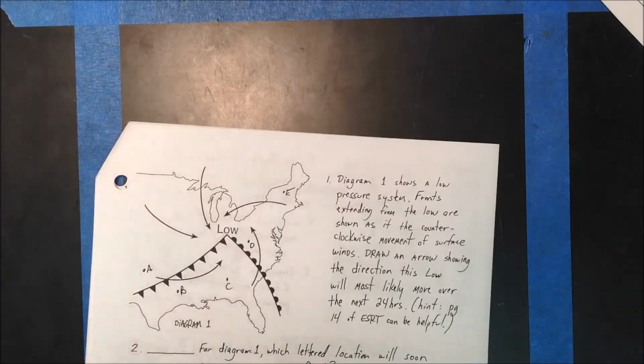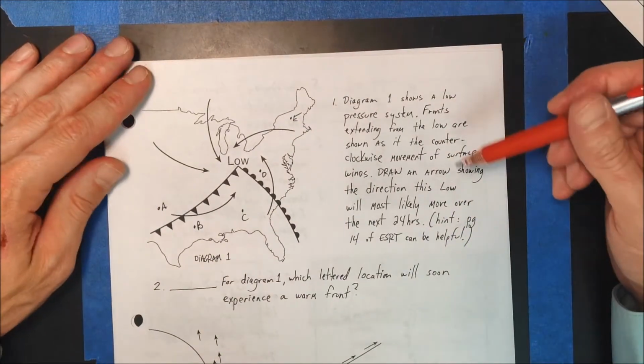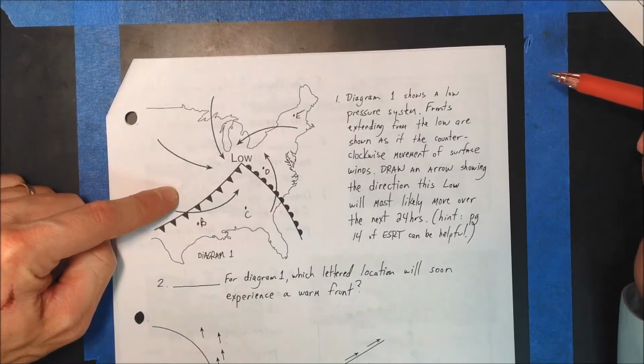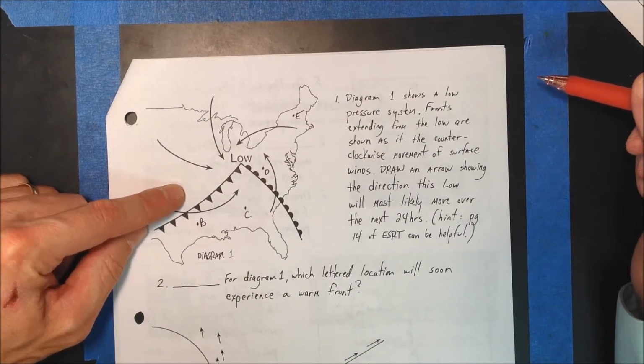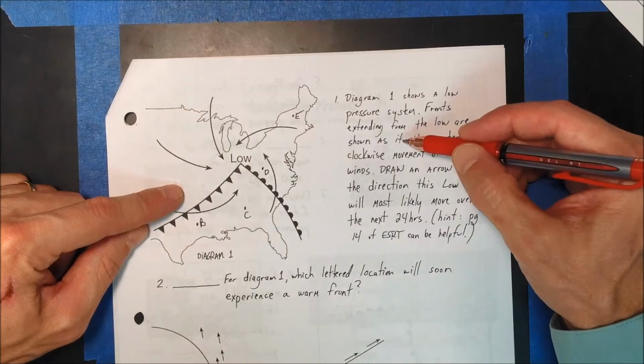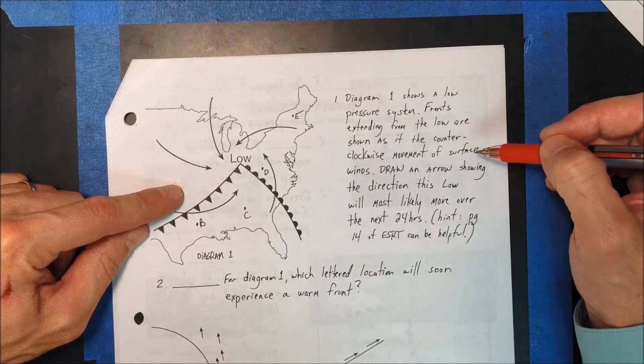This is possibly some of the trickier parts. Some people have trouble just even reading this. So, diagram 1 shows a low-pressure system. That's this. Fronts extending from the low are shown as, it's just a typo. I wrote that as the counterclockwise movement.